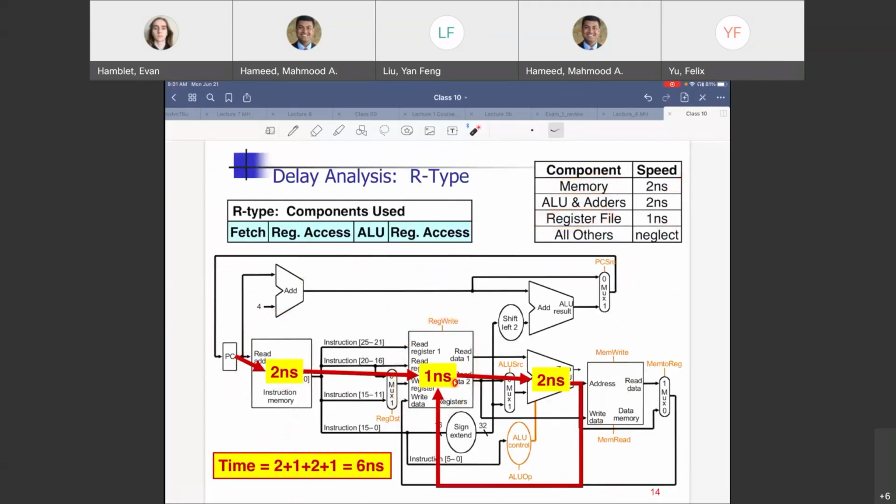Next, after you read the register file, go through the ALU. What is the ALU delay? 2 nanoseconds. Add that. After that, register access for writing. Go back 1 nanosecond for writing into the register file. So you add up, it takes 6 nanoseconds, assuming these delays through these components, to finish an R-type instruction, right?